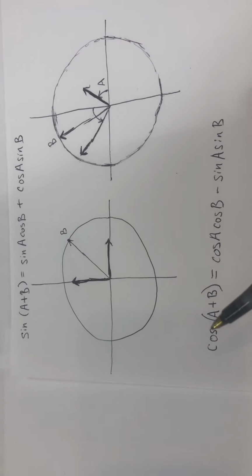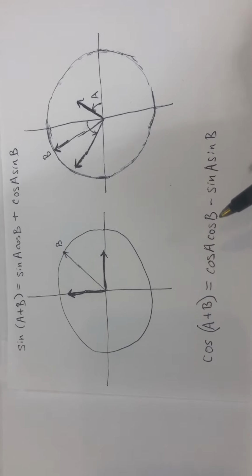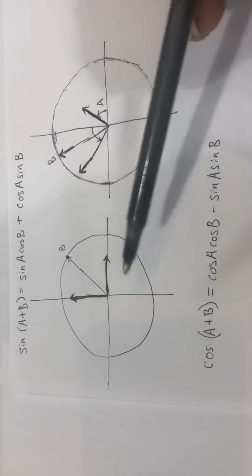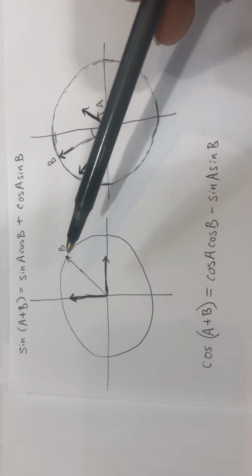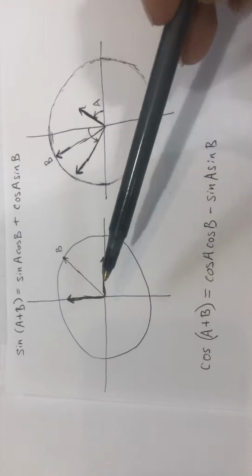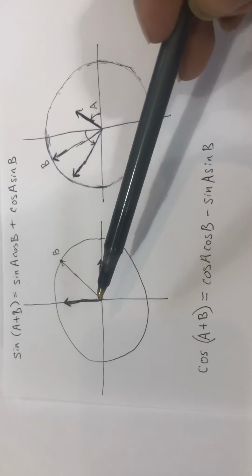In this video, we're going to prove that cos(A+B) = cosA cosB − sinA sinB. Think of B. B is an angle, but we can think of it as a point. In my diagram, it's in the first diagram, and I've broken up B into its component vectors along the x and y axis.